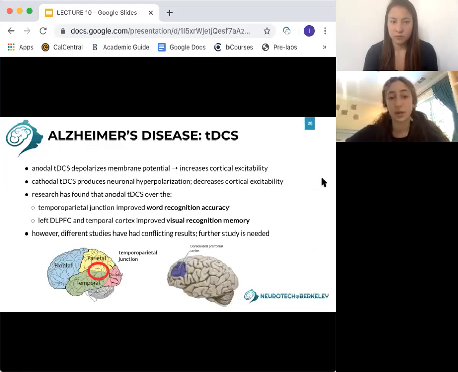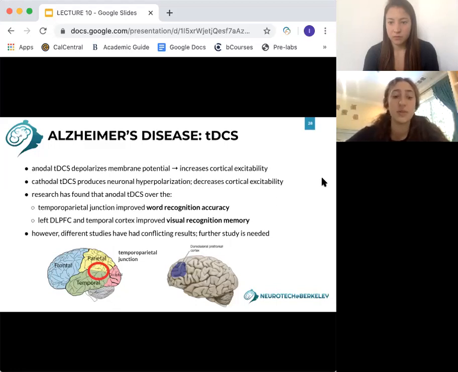Another mechanism is TDCS that targets Alzheimer's disease. There are two ways of altering the pattern of firing in the brain for TDCS, anodal and cathodal. Anodal TDCS depolarizes membrane potential, increasing excitability of neurons in the cortex. However, cathodal TDCS hyperpolarizes the neurons, which decreases cortical excitability.